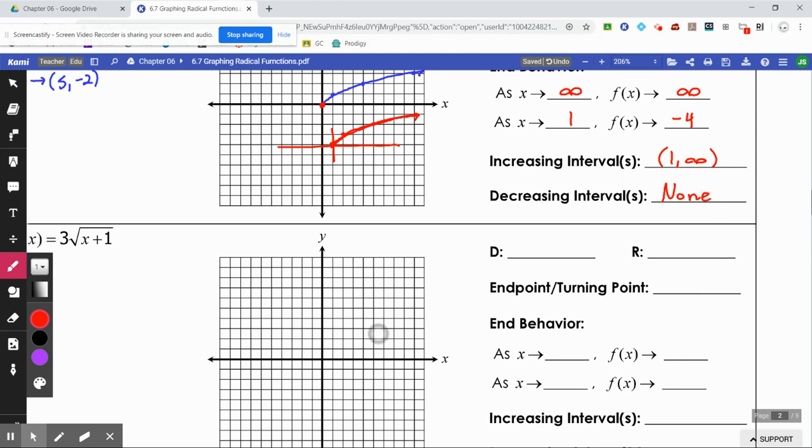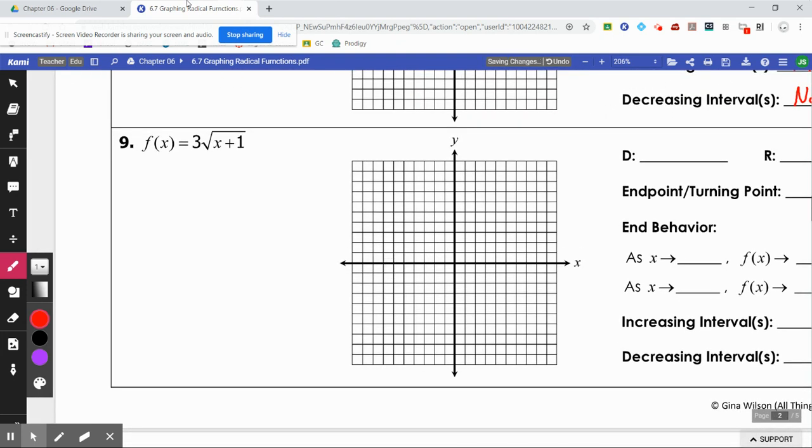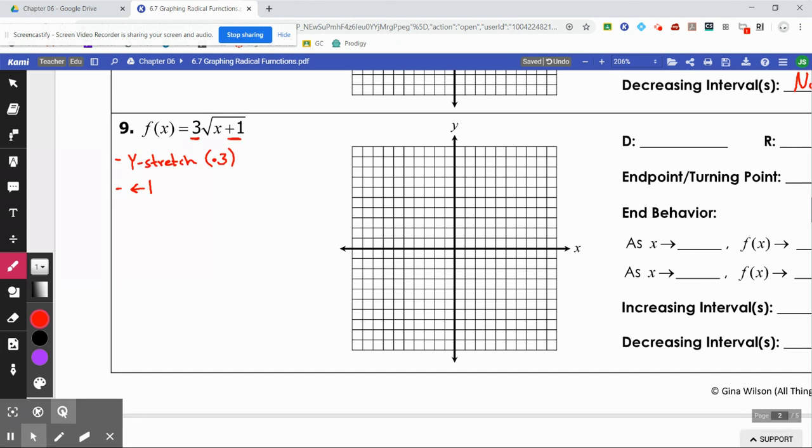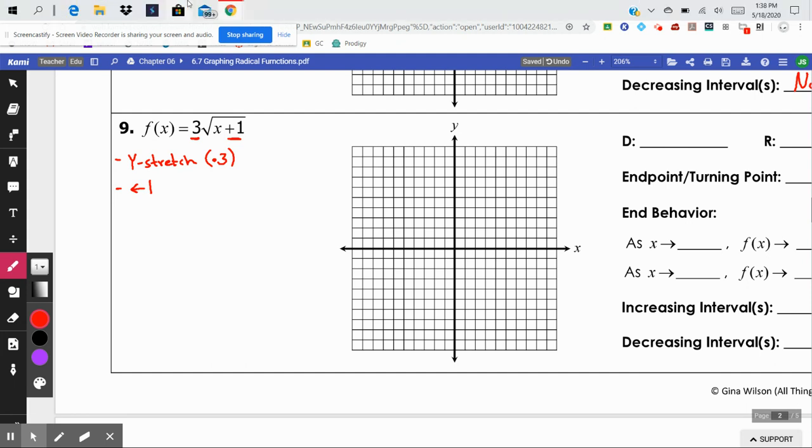decreasing interval. The next one, you have two different transformations. You have a vertical stretch by a factor of 3, and then your graph gets shifted left 1 unit. So let's jot those down. And let's also, again, sketch out our parent function, which would be, in this case, y equals the square root of x, and jot down a few points on that parent function.